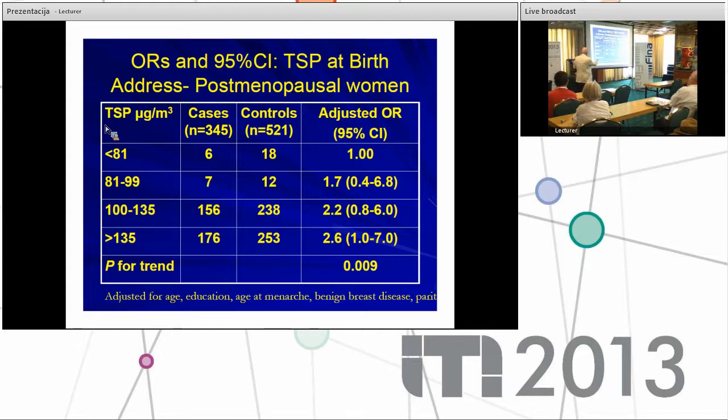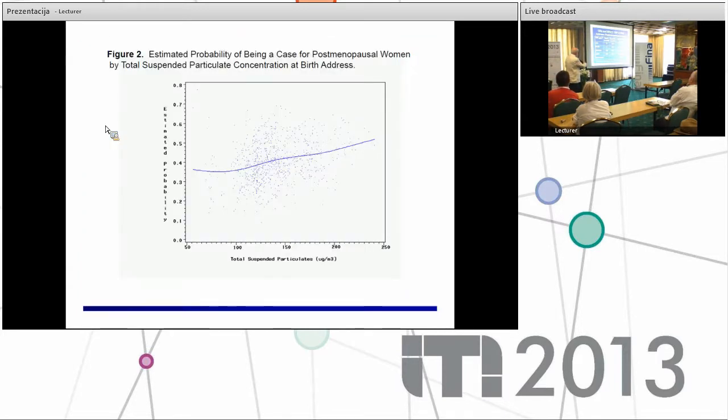Here's the risk, the odds ratios. You can see that it increases with increasing level of exposure to air pollution, and the P for the significant trend. And here's the modeled total suspended particulate data. This is for postmenopausal women.